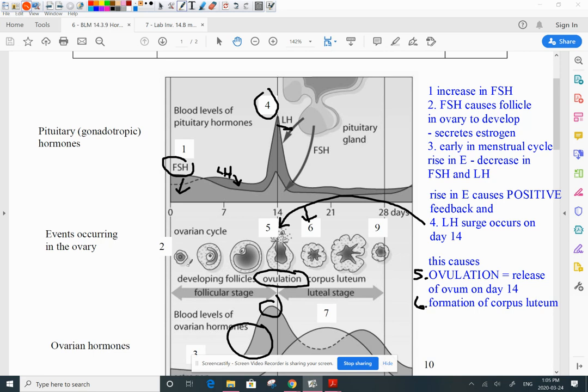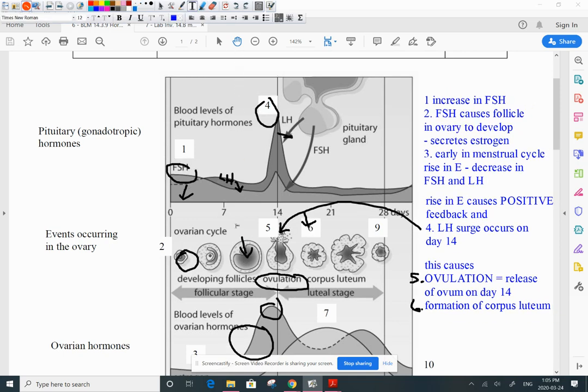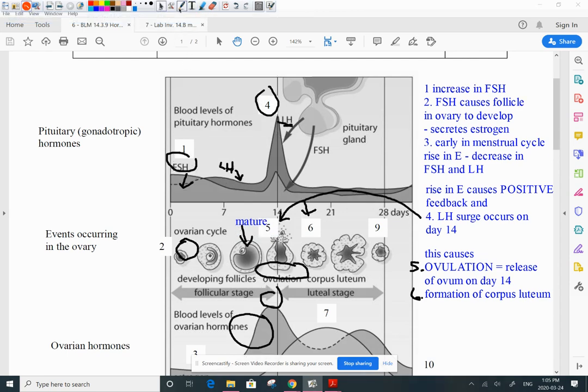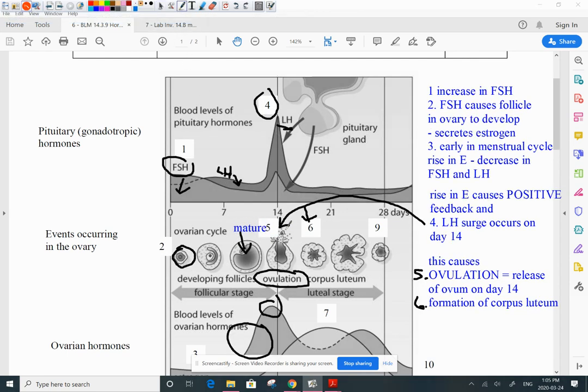So here you can see the follicle was developing. It started out back here as just all of these cells surrounding the egg. It developed, and here, right before day 14, we see the mature follicle. And on day 14, it bursts open, right? Here's the little ovum being released, and that little ovum is going to then make its way down the fallopian tube.